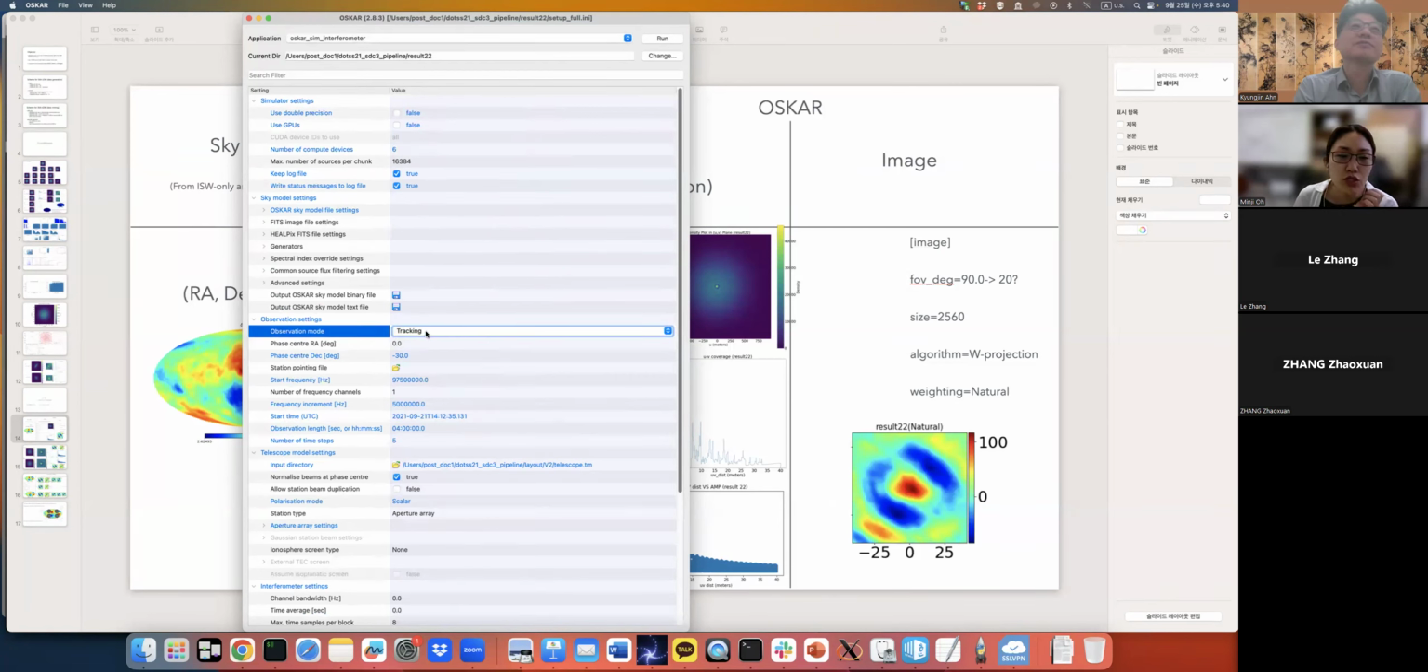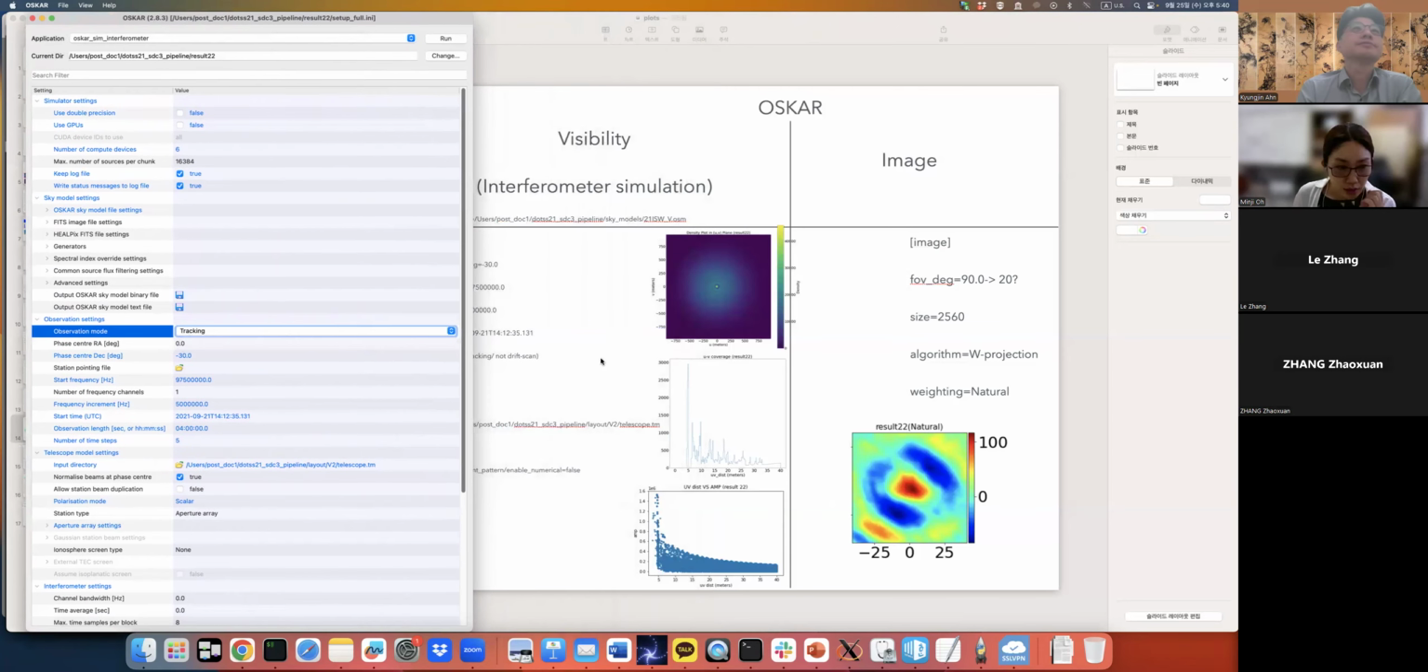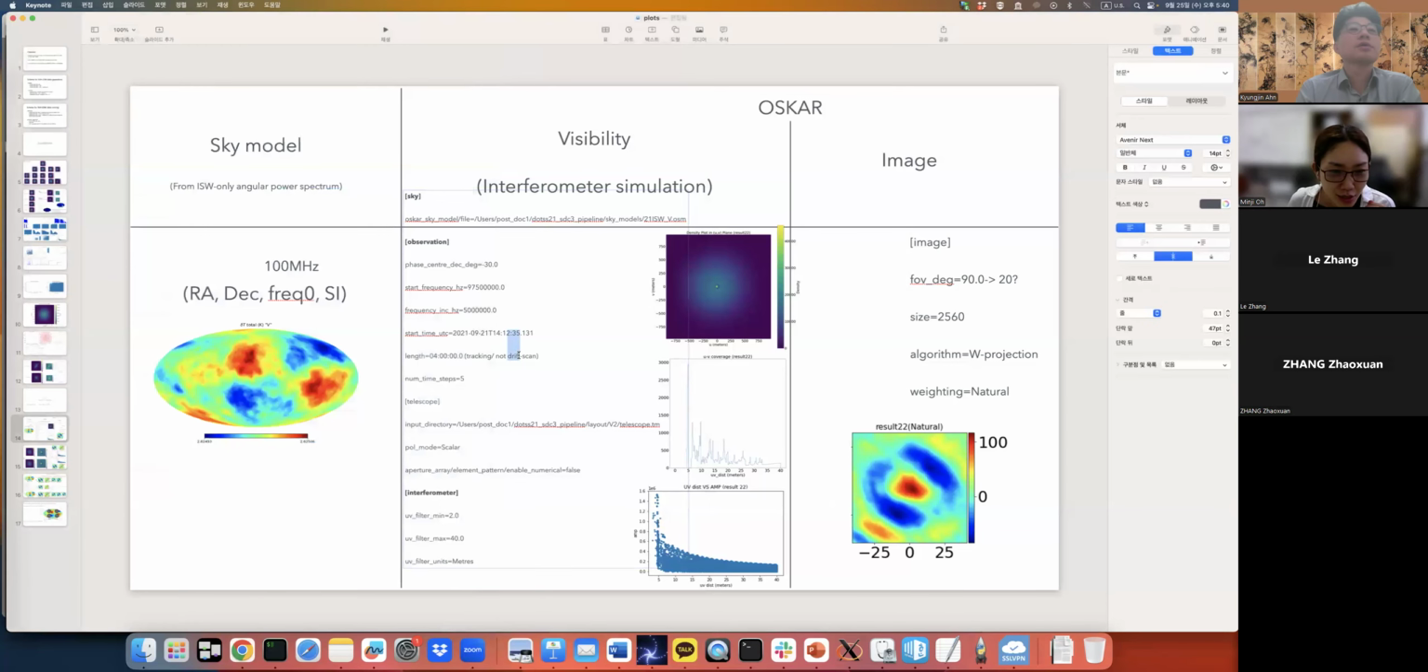Then what would be the usual observation mode for the real SKA? It depends on your science. If you want to focus on a fixed patch of the sky, then you have to do tracking. And if you want to do the full sky, as in our case, then you have to do the drift scan. I have to choose this one. Yep. That's very useful. Comments, I think we should go with this.